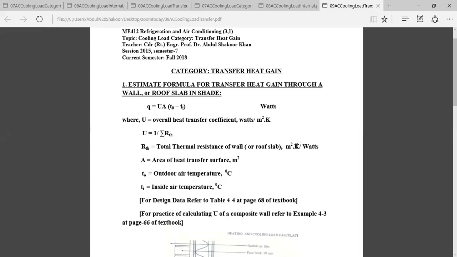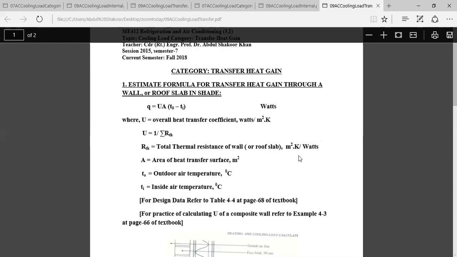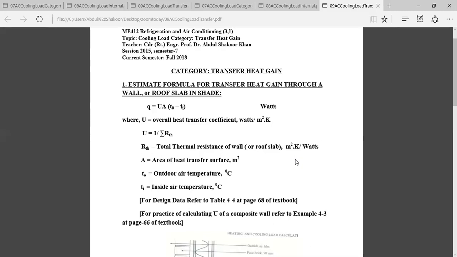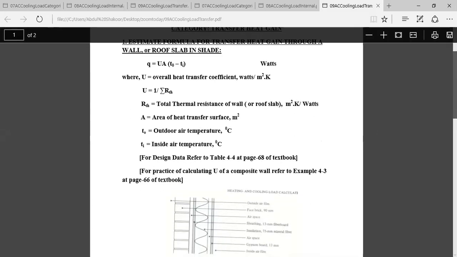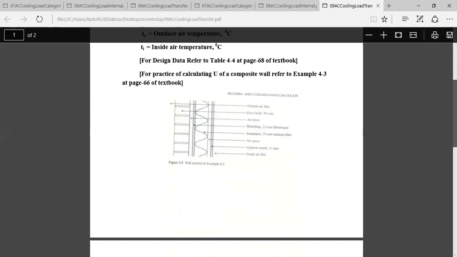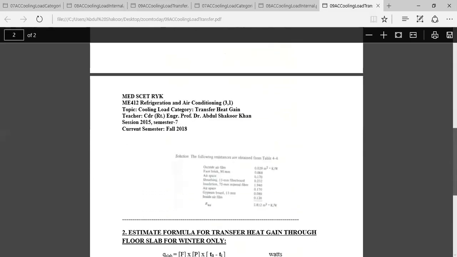Watts per meter square Kelvin, and the reciprocal of U is R thermal, the total thermal resistance of the wall. So knowing the material of the building and structure, the thickness, and the thermal properties of that structure, you can calculate the resistance R. In chapter 2 a solved example is given, and you have already done chapter 2 calculations. Here, another example is given in chapter 4. This we will do, and here is the solution in the form of this table.